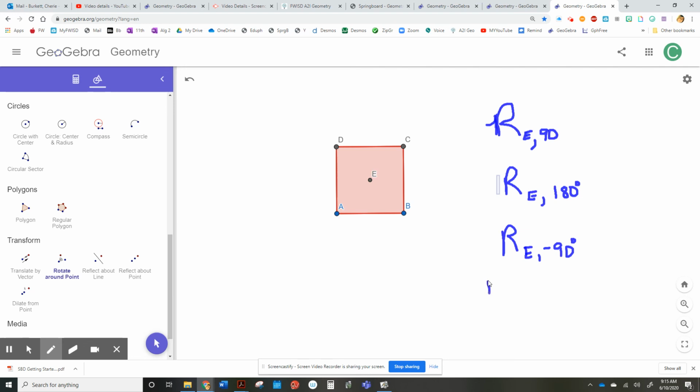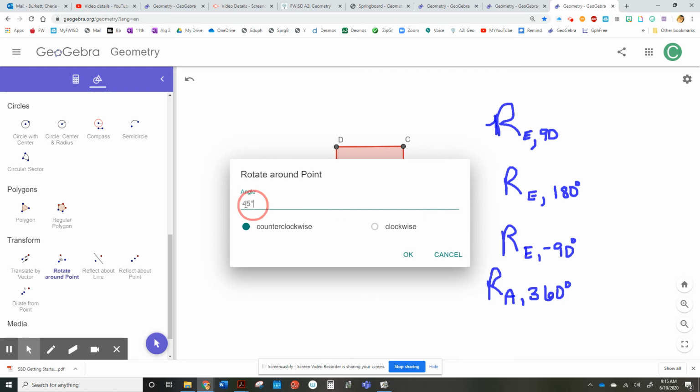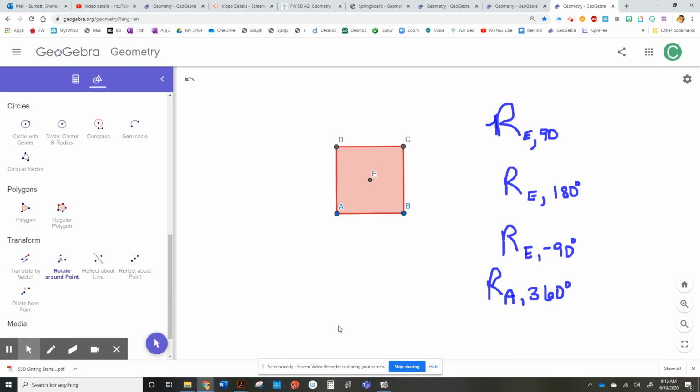You could also do, like I said, R around any point and go 360 degrees. That's the easy cheat answer. That always maps something back onto itself. So let's see if we can see it. Let's map this around A, and let's do 360 degrees. Let's go clockwise. And there it is. You can't see a difference because it mapped right back onto itself.